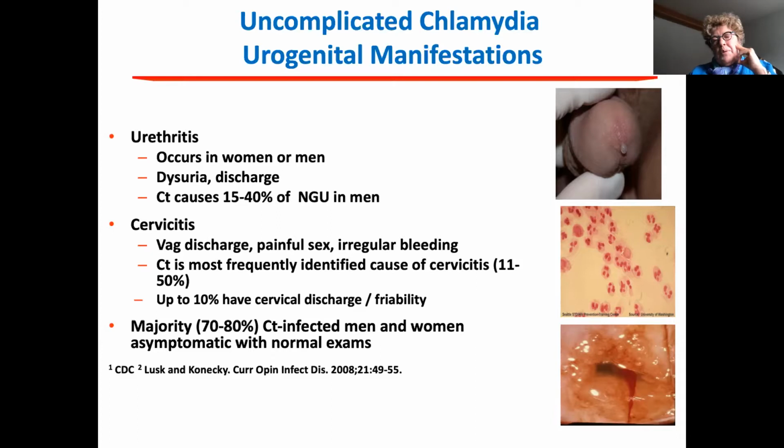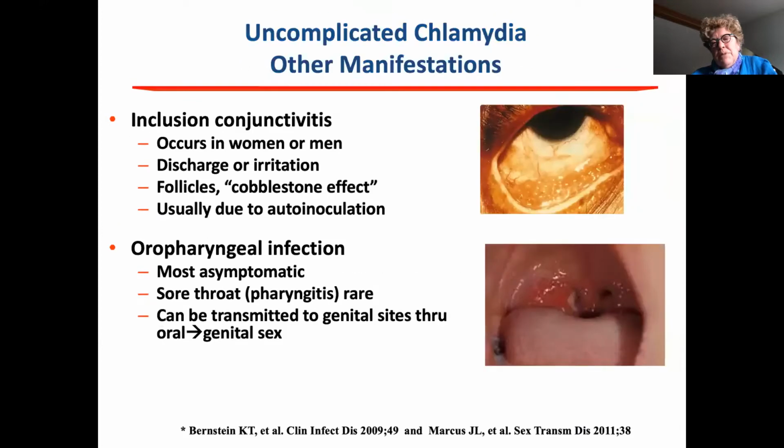Sometimes women will also report irregular bleeding. Cervicitis is most commonly due to chlamydia, and occasionally, but by no means always, you will see abnormal cervical findings with more friability in the zone of ectopy. But the vast majority of people, both men and women, are going to be asymptomatic.